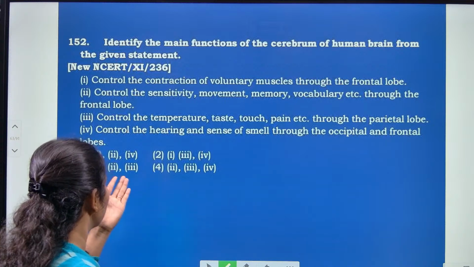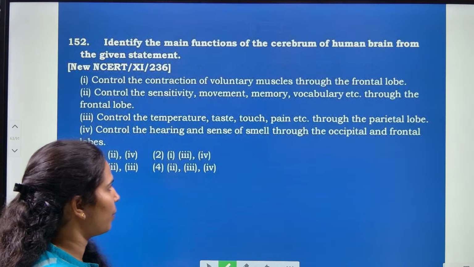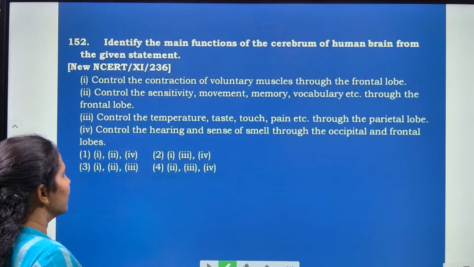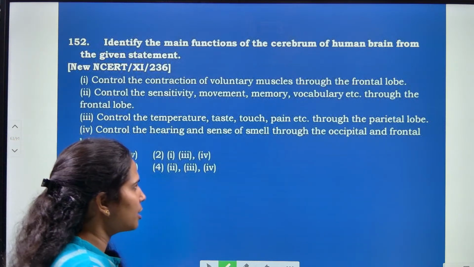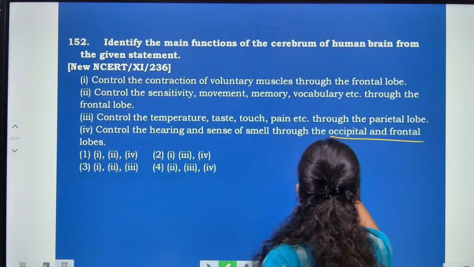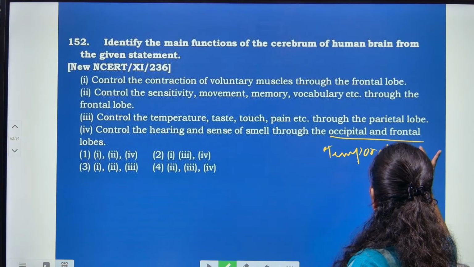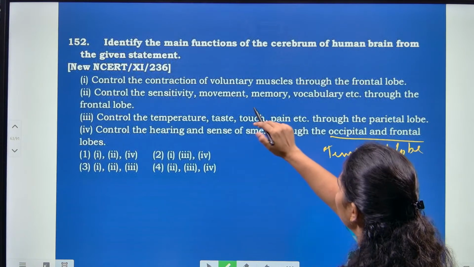Through the frontal lobe, control temperature, taste, touch, pain, etc. Through the parietal lobe here, and it controls hearing and sense of smell through the occipital and the frontal lobes here. It is not occipital, it is again the temporal lobe here. It is the temporal lobe here. So identify the main functions.